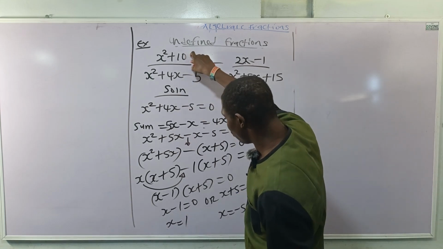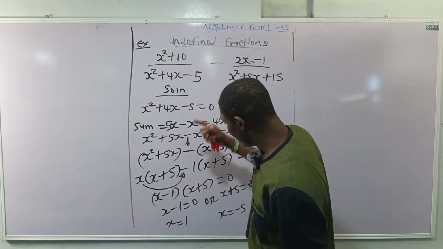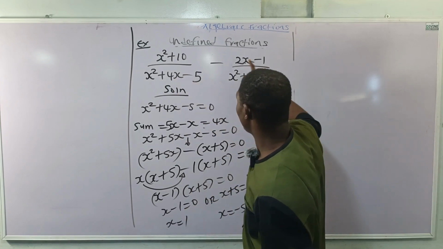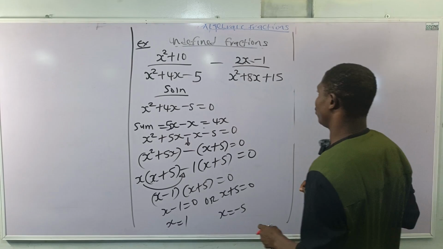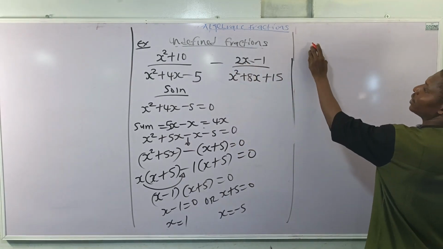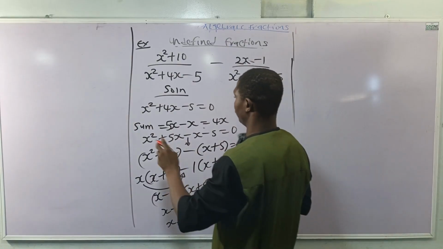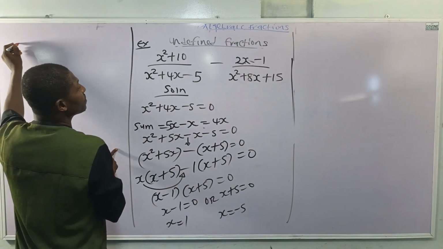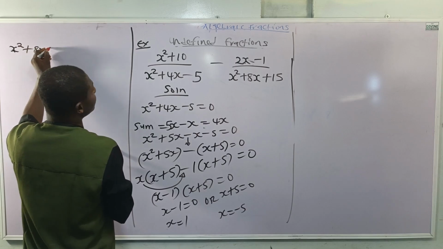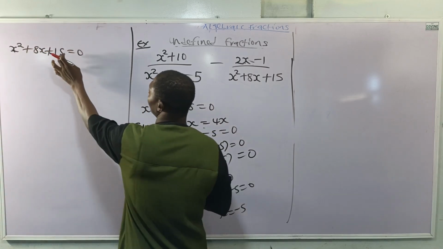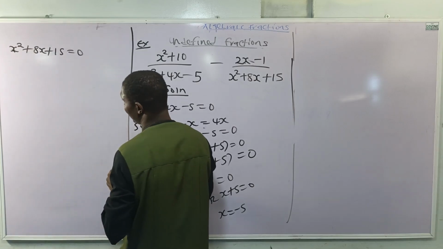So this fraction is undefined when x is equal to 1 and when x is equal to minus 5. But we have a complex expression, so we have to equate this to 0 as well. So we have the second as x squared plus 8x plus 15 equal to 0. And 15 times 1 gives my product of 15.